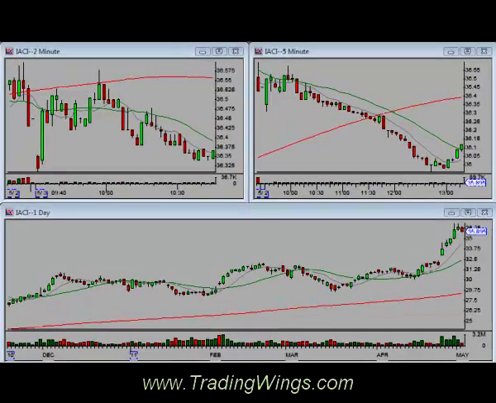Well, as IACI started to work in our favor, it really slowed down. You can take a look over here at the 5-minute chart. We had a very tight, very boring downtrend. But I would bet that a lot of traders wouldn't mind a nice boring downtrend as long as they were short the stock. So we just patiently let it drop.